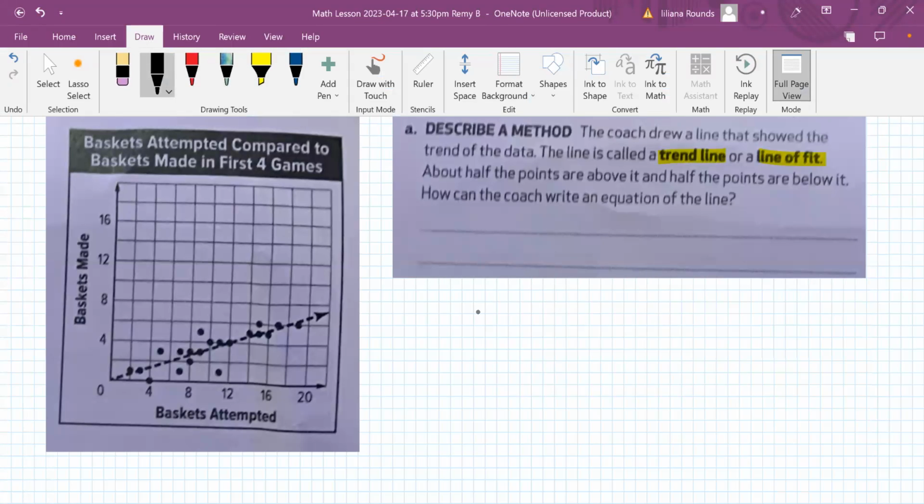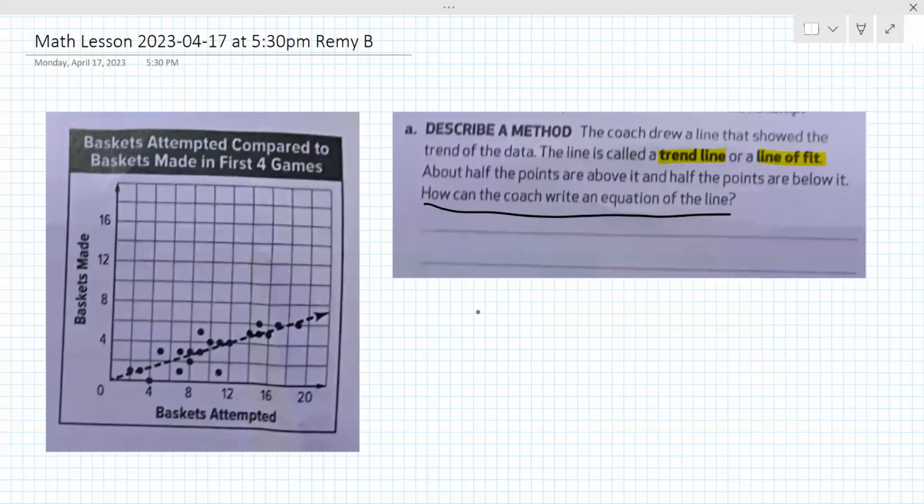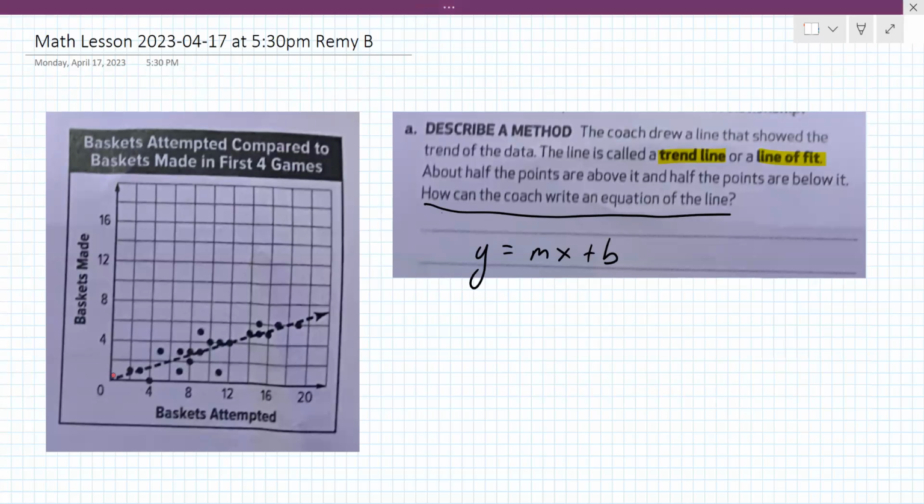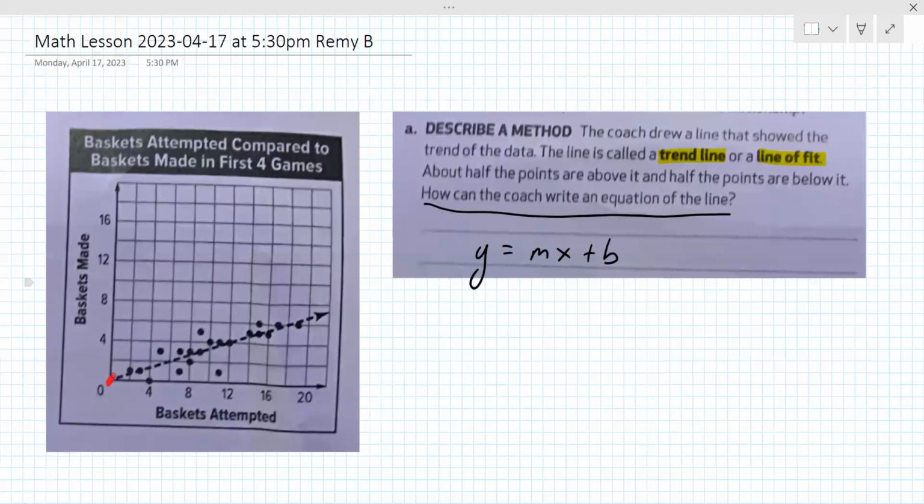And then it says, how can a coach write an equation of the line? So the answer to that question is you need y equals mx plus b. Okay. And one thing you should notice is that the graph does start down here at the origin, right? If you take 0 shots, how many can you make? 0, right?